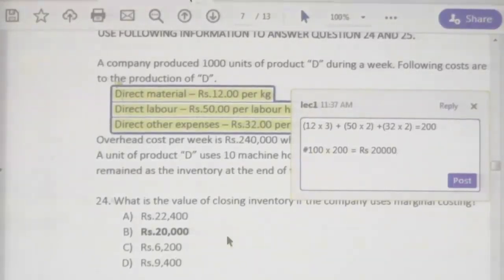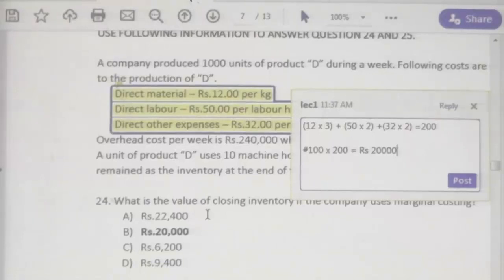It is 20,000. Why? You have to calculate the closing inventory using marginal costing. Marginal costing is direct material, direct labor and direct other expenses. However, these cost categories are not given on a per unit basis. One is given per kilogram, another per labor hour, and the other also per labor hour. You require 3 kilograms of material, 2 labor hours and other expenses based on 2 labor hours. Therefore, we have calculated marginal cost per unit as 200. Since you have 100 units, you calculated your closing inventory at marginal cost as 20,000, right?